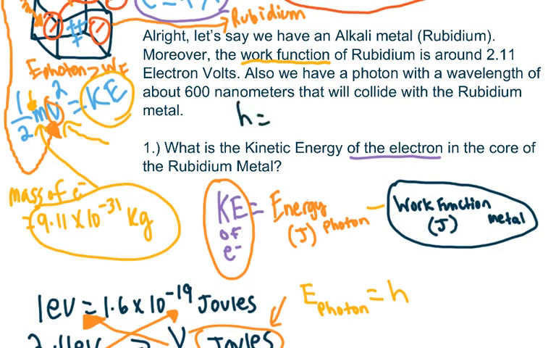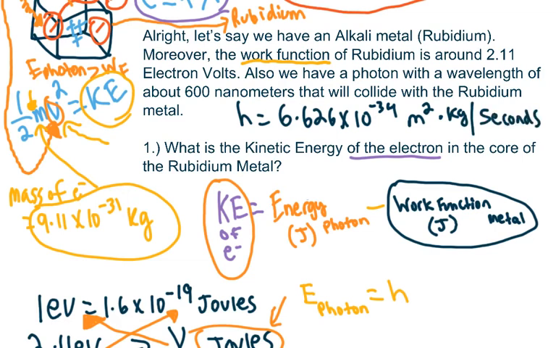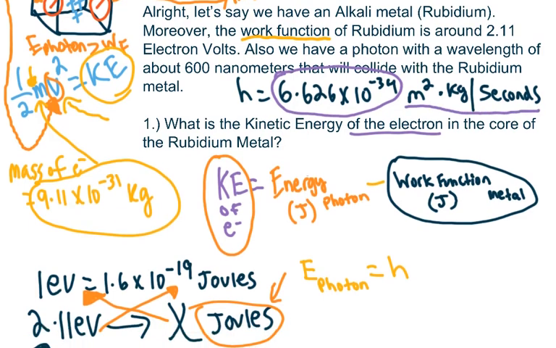So we said Planck's constant was 6.626 times 10 to the negative 34th meters squared times kilograms all over seconds. That's the units for Planck's constant. But to get the actual value, we'll just focus on the number itself, though for reference, we know the units. All right, let's go back to the equation.